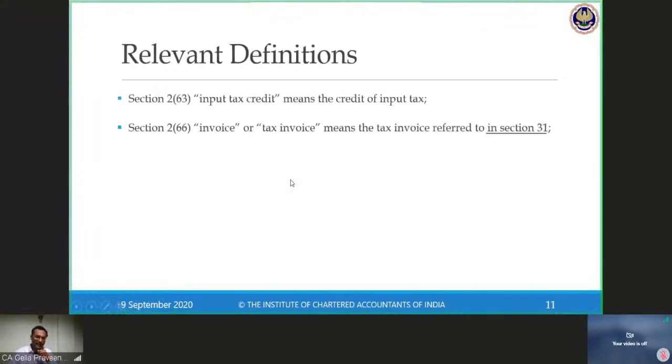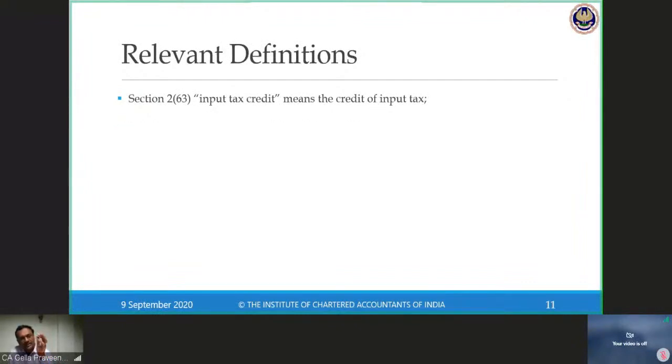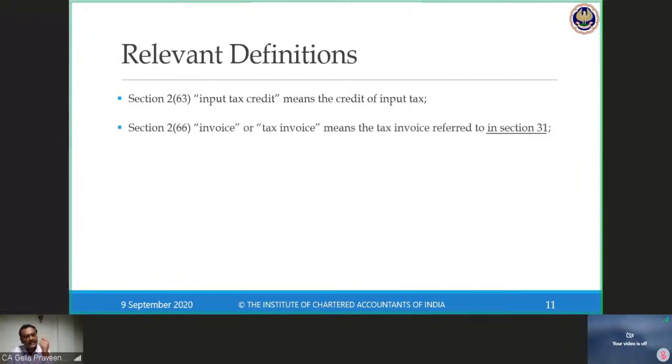Next. Input tax credit means credit of input tax. A simple definition. When we read this, it is as good as the definition of a private limited company. A private limited company is a company which is not a public company. In the same way, input tax credit means credit of input tax. Now, Section 2(66) talks about your invoice or tax invoice, which is nothing but Section 31.